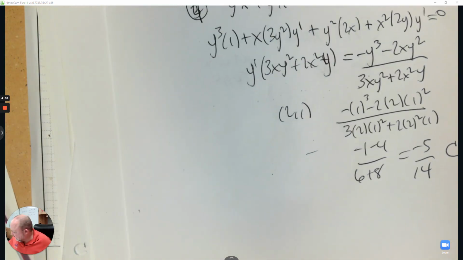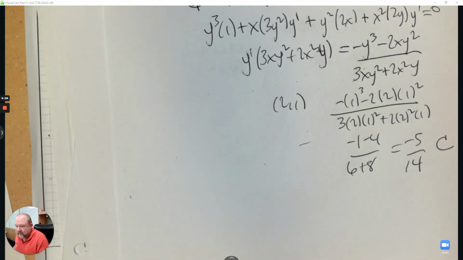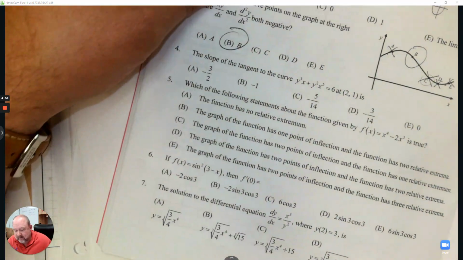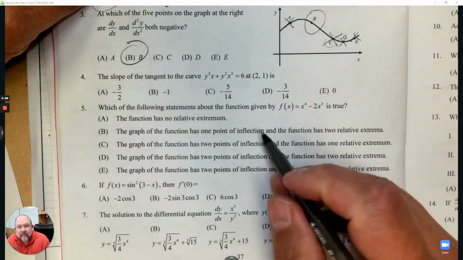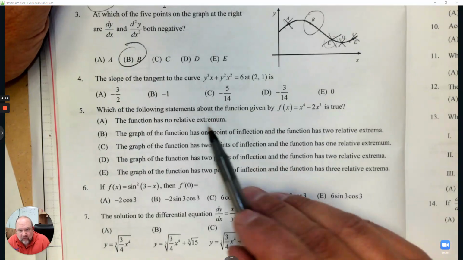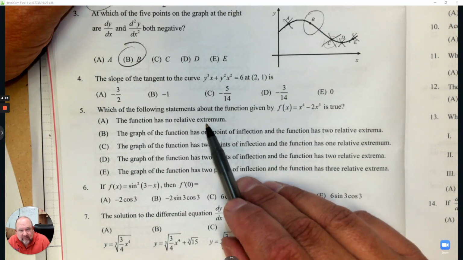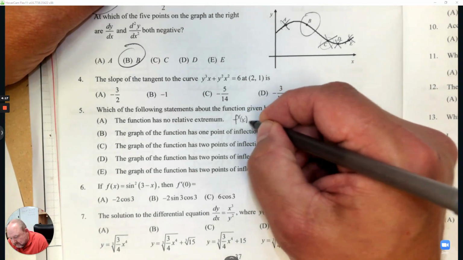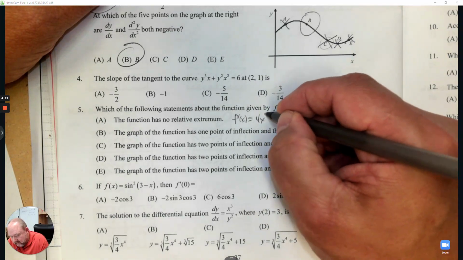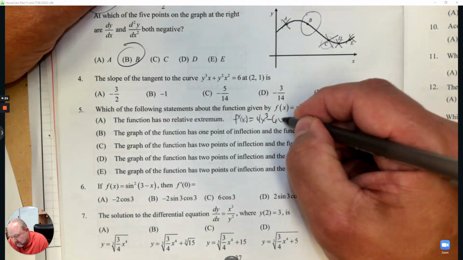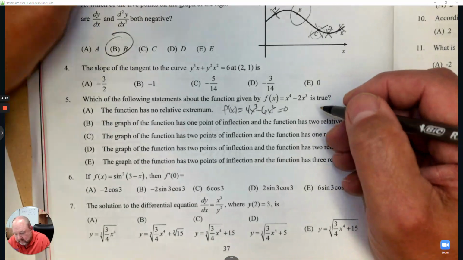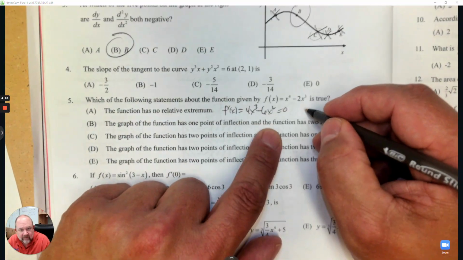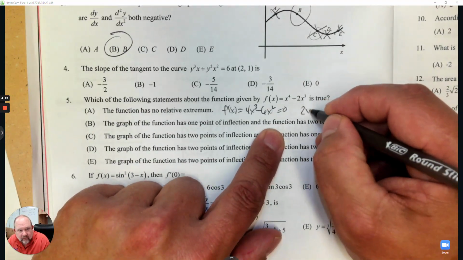All right, number 5. Let's see if I can do that one in the book. Which of the following statements about this function is true? It has no relative extrema. So I'm going to take the derivative. That's 4x cubed minus 6x squared equal to 0. You can divide out a 2x squared.